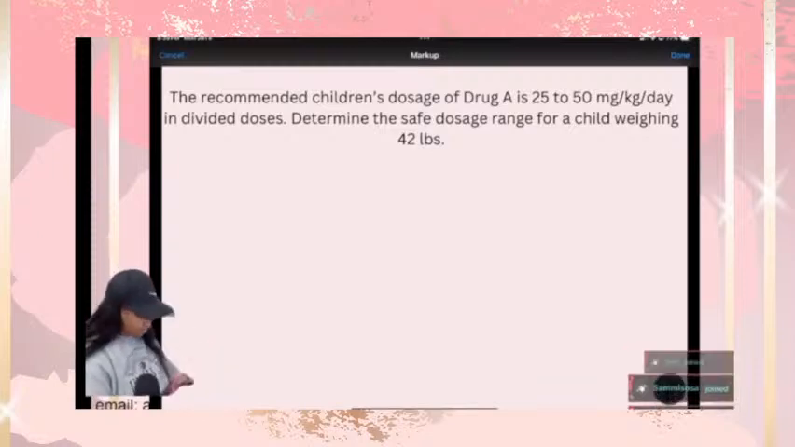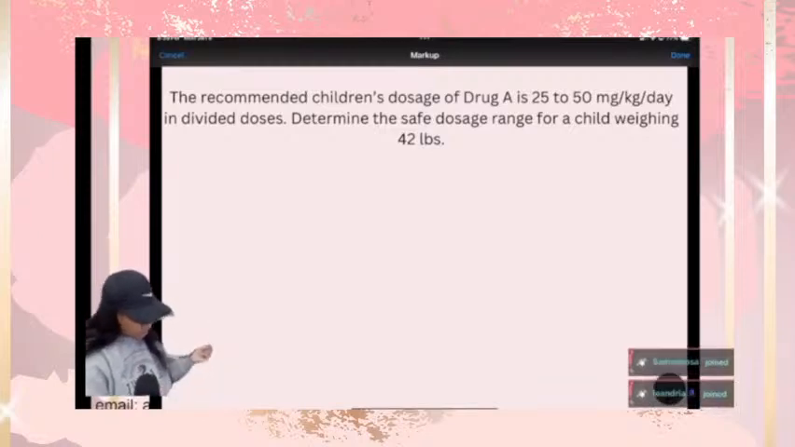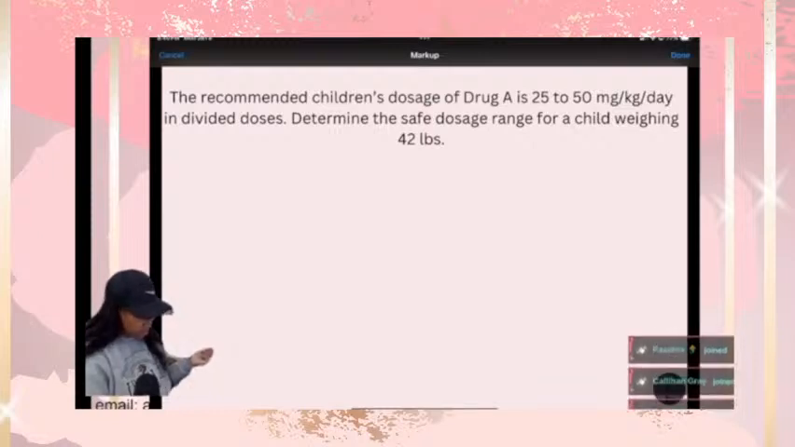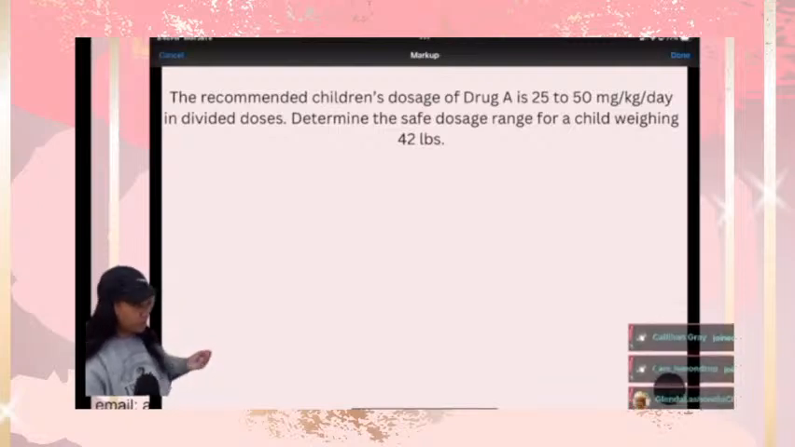Alrighty. So the recommended children's dose of drug A is 25 to 50 micrograms per kilogram per day in divided doses. Determine a safe dosage range for a child weighing 42 pounds.